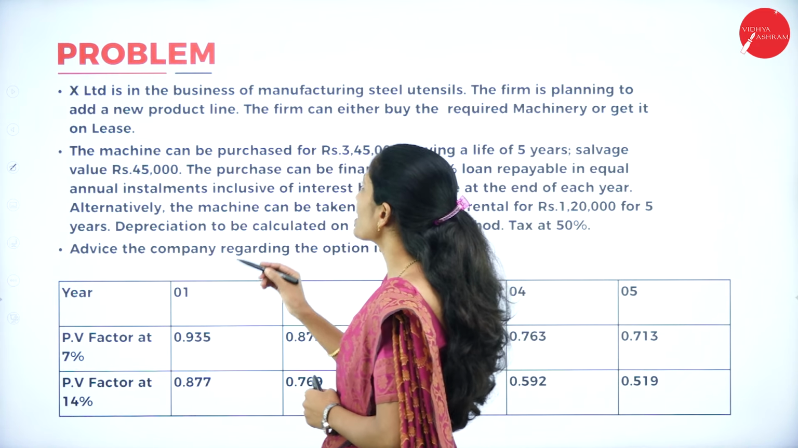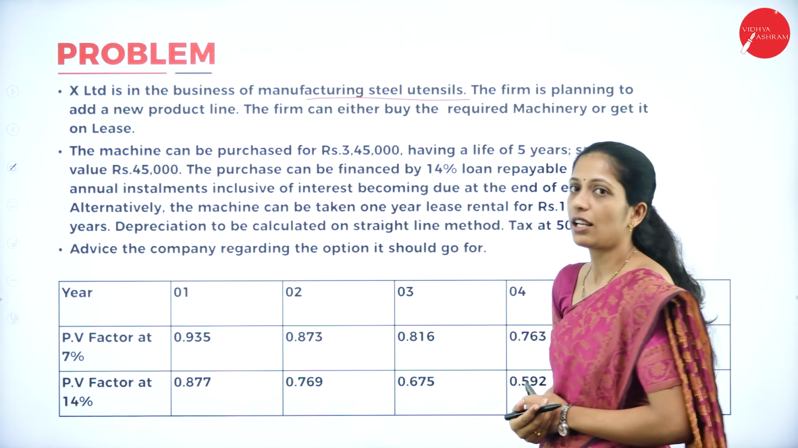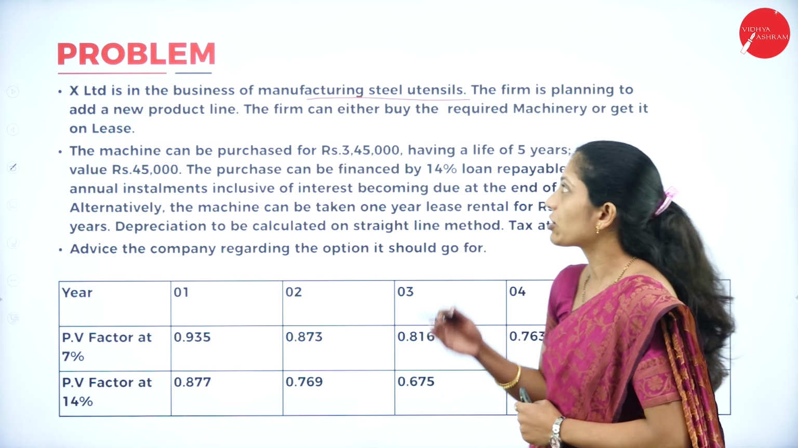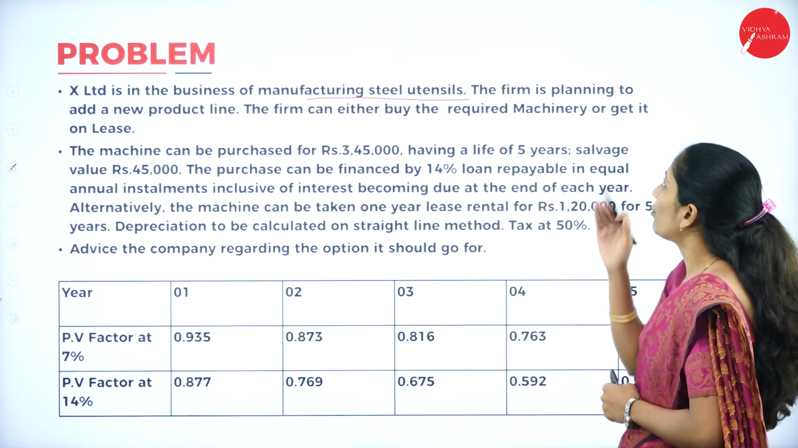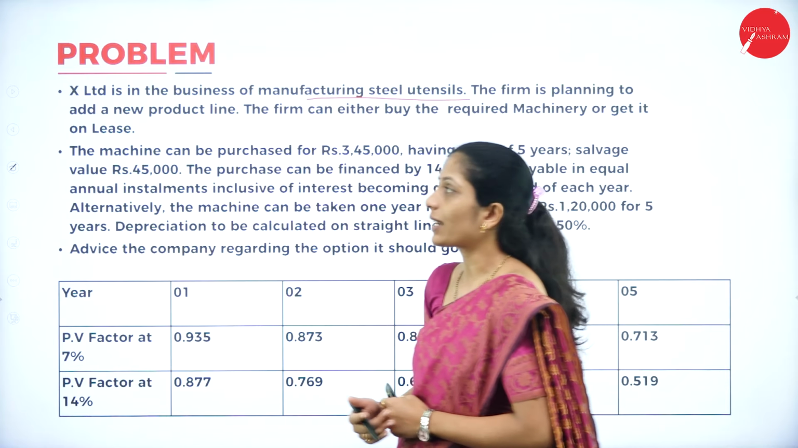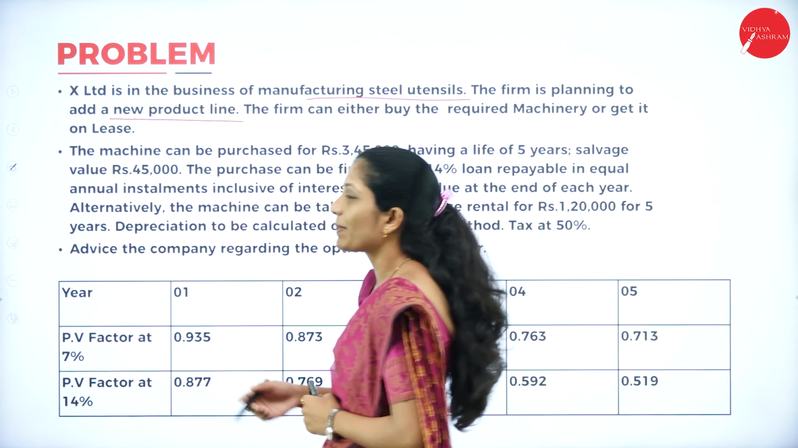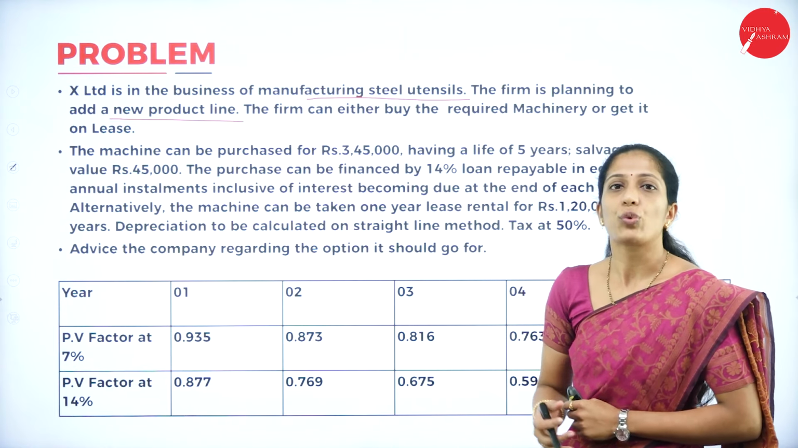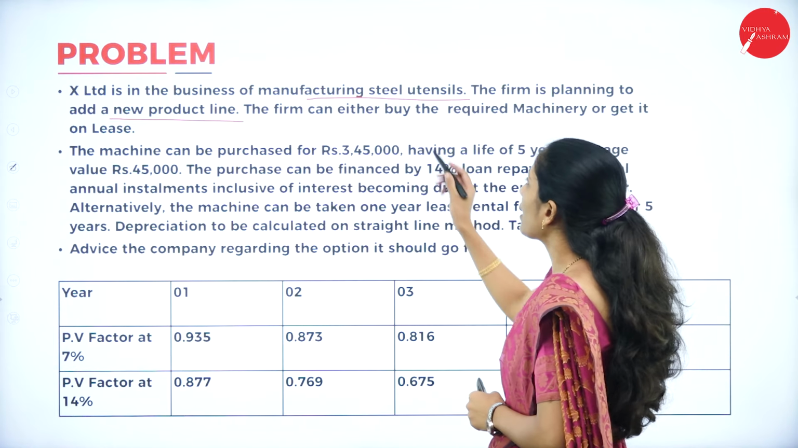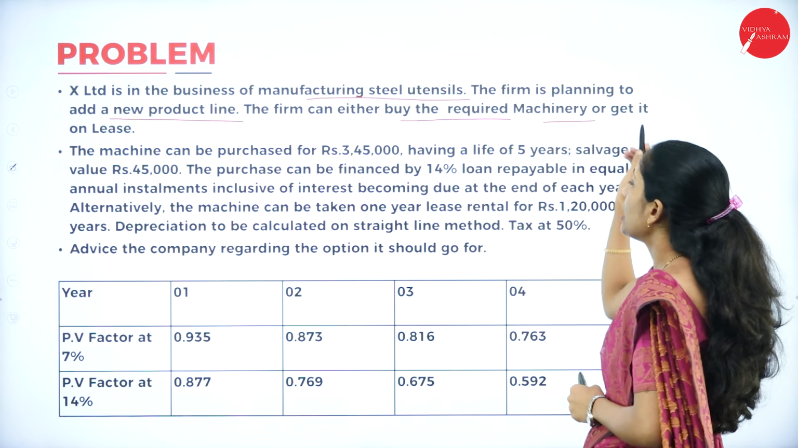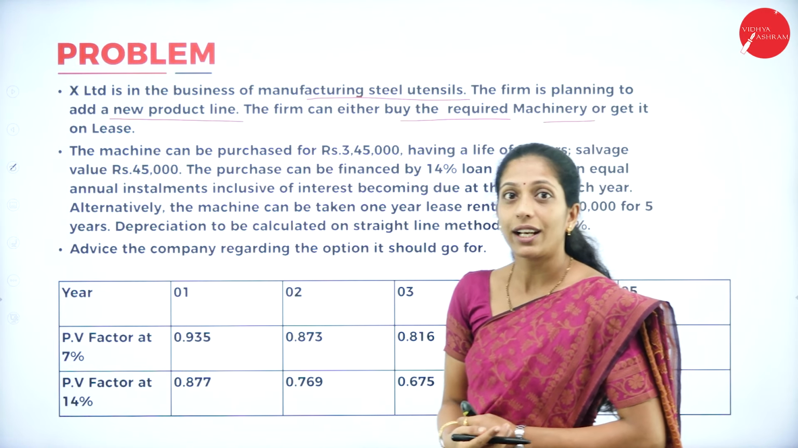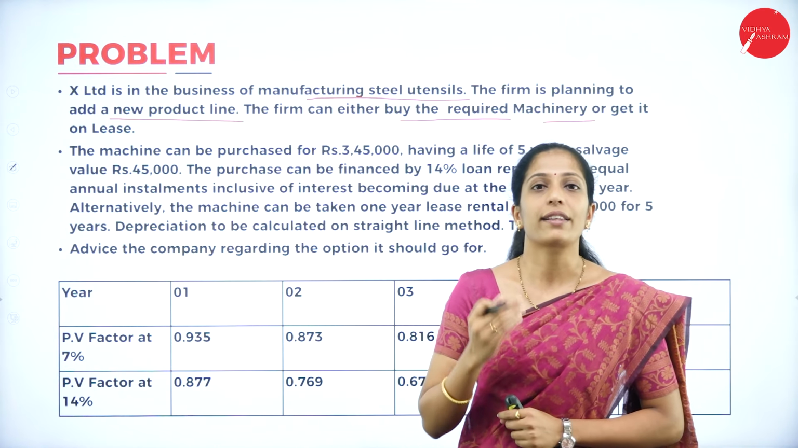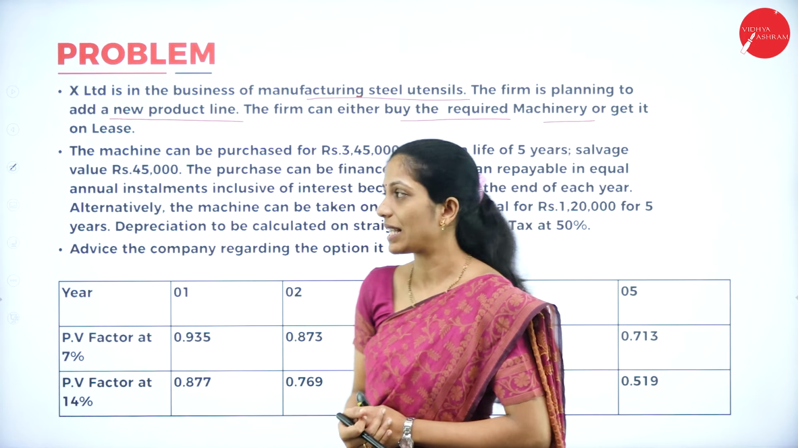X Limited is in the business of manufacturing steel utensils. Now, X Limited is an organization which is going to manufacture what? Steel utensils. The firm is planning to add a new product line. They wanted to expand the business, for which they wanted to add a new product line. In the sense, they wanted to add machinery. The firm can either buy the required machinery or get it on lease. So there are two options for X Limited. Either they can buy the machinery or they can take the machinery on lease basis.